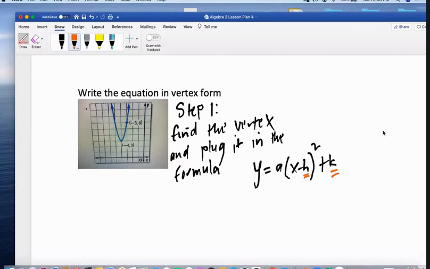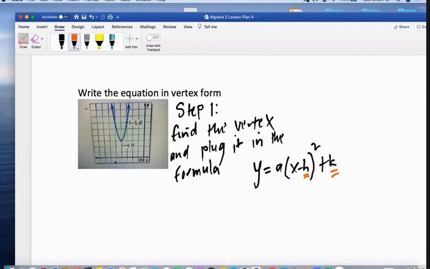If it's opening down, the vertex is the very top. Sometimes they may not even give you the vertex. Can you see where I'm wiggling? Yes. That's where the vertex will be. Not this one. This is not the vertex. The vertex is right down here. This is what you will plug in.